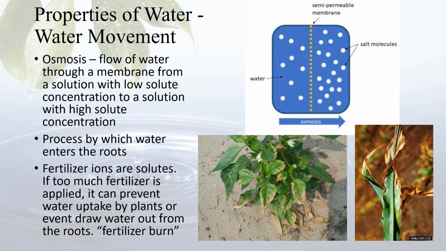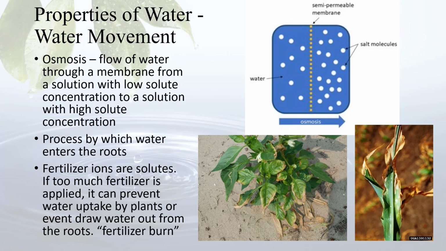Also mentioned osmotic pressure. So osmosis, again, you've probably learned about this in chemistry, is the flow of water through a membrane from a solution that has a low solute concentration to a solution that has a high solute concentration. So here's our semi-permeable membrane. Remember what a semi-permeable membrane is? Our cell membrane. It lets some things in, some things out.